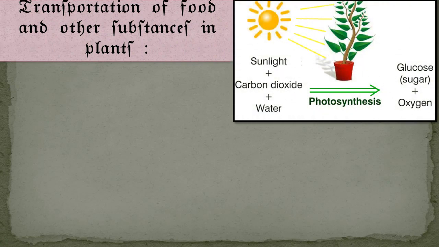Now our main topic is transportation of food and other substances in a plant. That means how the food material, water and minerals are transported from one part of the plant to another part. Here you can observe the picture on the screen showing the photosynthesis process. We know that plants prepare their own food by photosynthesis, in the presence of sunlight, using carbon dioxide and water. At the end of photosynthesis, the food material, glucose, has been prepared, and along with it oxygen is also released.